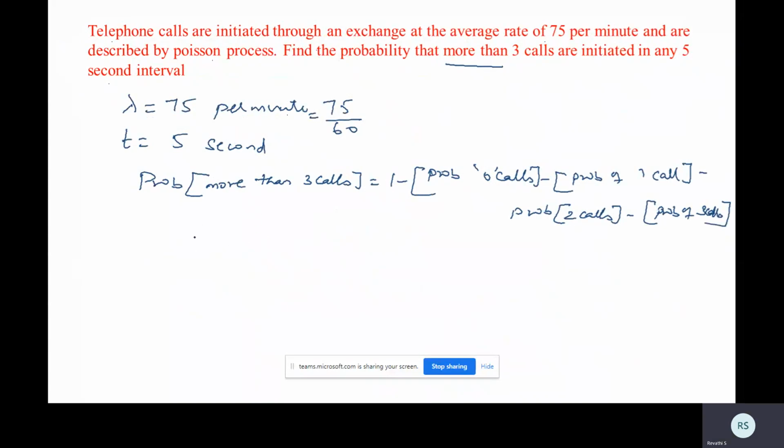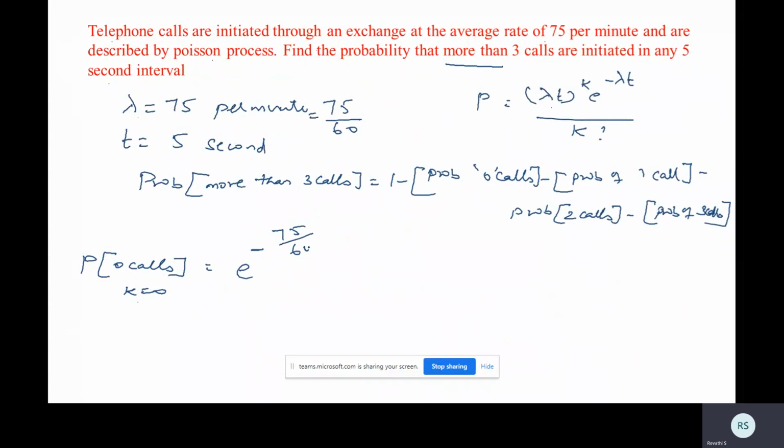Okay, so now what is the probability of 0 calls? Probability of 0 calls means you are going to substitute k equal to 0. You already know the lambda value and t value, so you can just write it in the formula. What is the formula? Probability is nothing but lambda t the whole power k, e power minus lambda t, divided by k factorial. So when k is equal to 0, lambda t the whole power 0 becomes 1, k factorial becomes 1, e power minus lambda t only. So e power minus 75 by 60 into 5. Okay, 75 by 60 into 5. You can get this answer later.